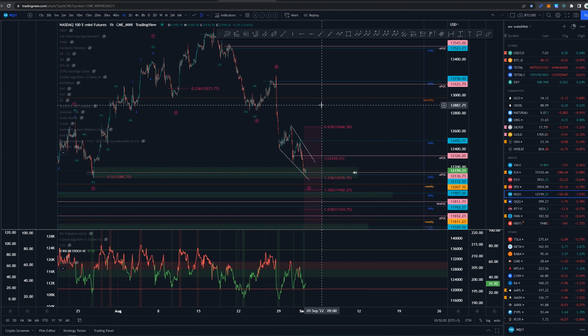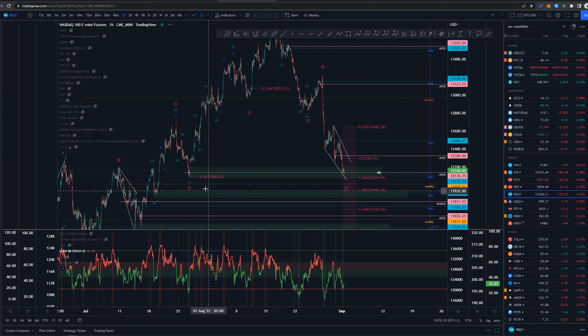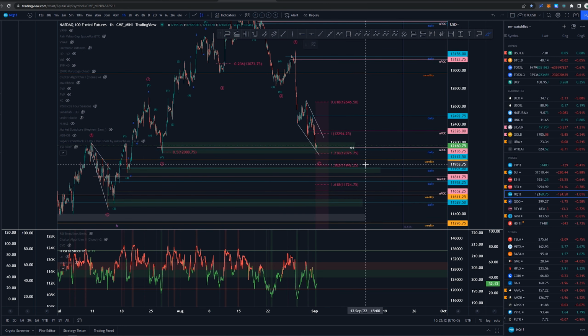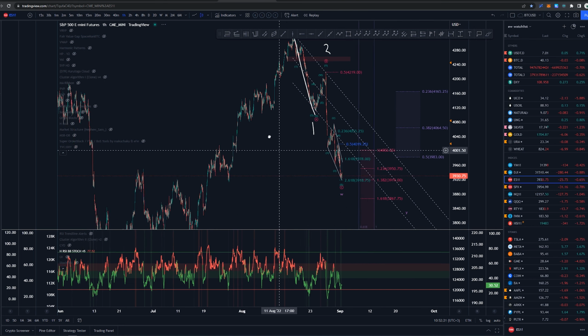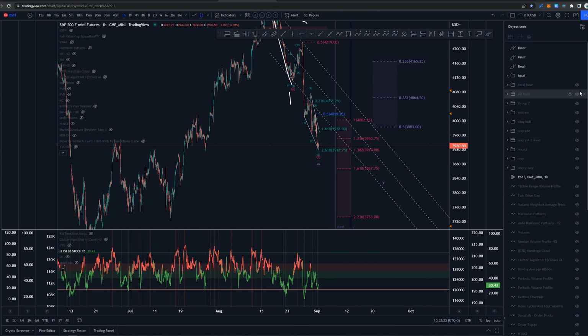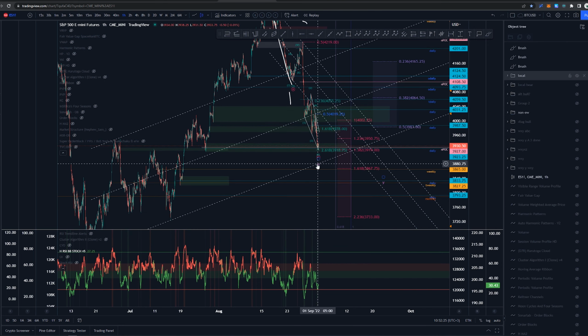But yeah, risk management is your key, and set your stop losses very well here. If we are going to be breaking these lows, the next one again would be around 11,900 for Nasdaq, and on SPX we would be looking at probably these lows here, $3,830.